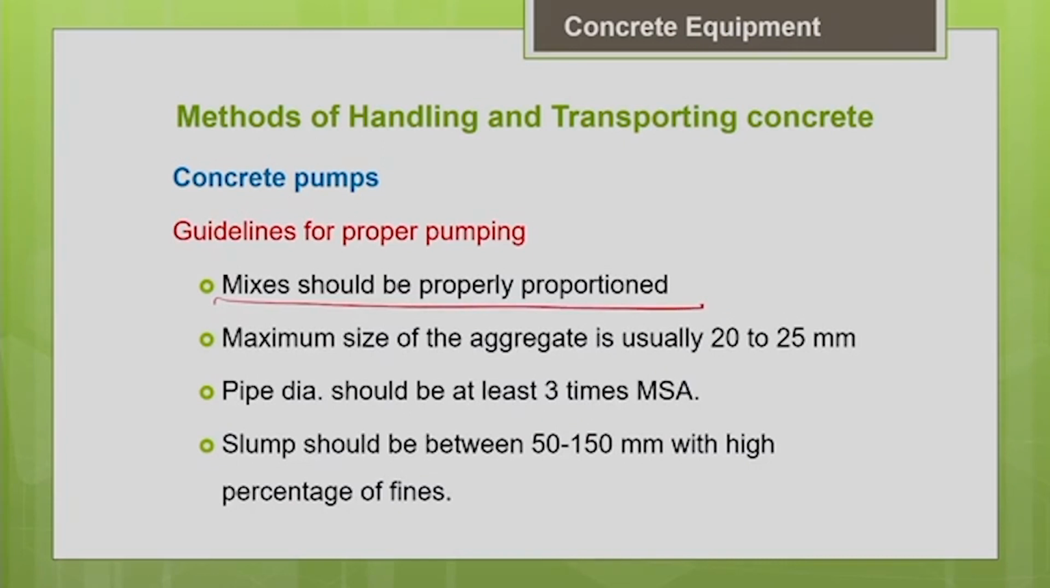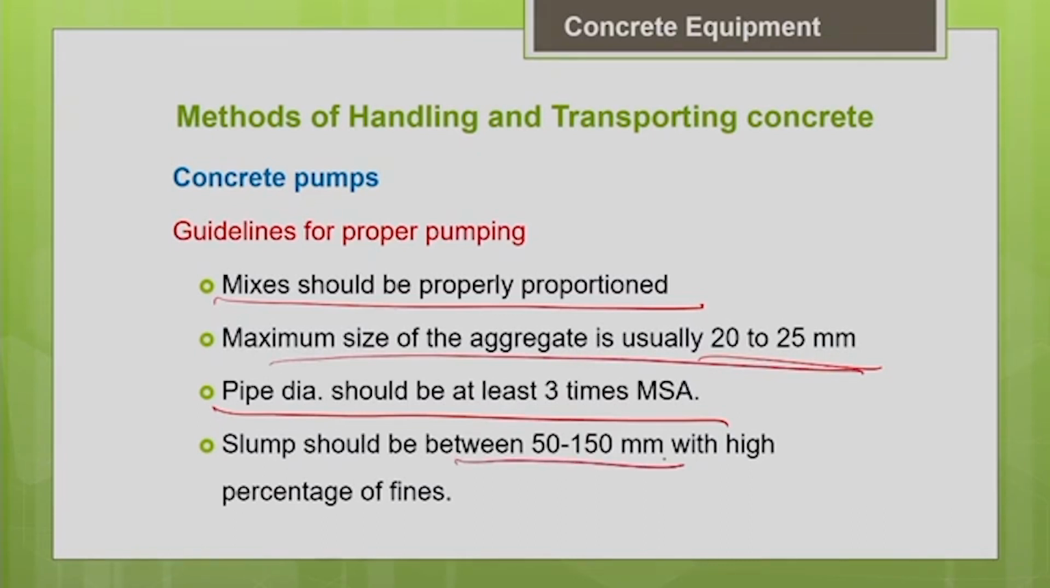Another important thing is that the maximum size of aggregate is very important for pumpable concrete. We should not go beyond 20 to 25 mm. There is a simple guideline that the pipe diameter should be at least 3 times the maximum size of aggregate. All these things are done to avoid blocking or choking of the aggregates in the pipeline. So the maximum size of aggregate should be limited if you are going for the pumping method. And the slump should be between 50 to 150 mm.